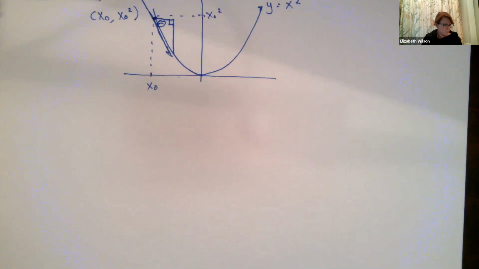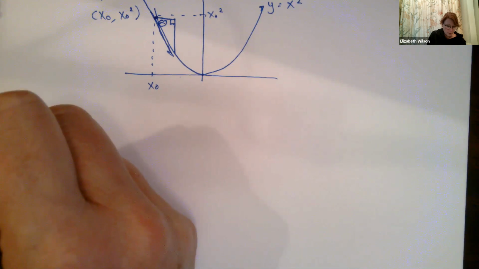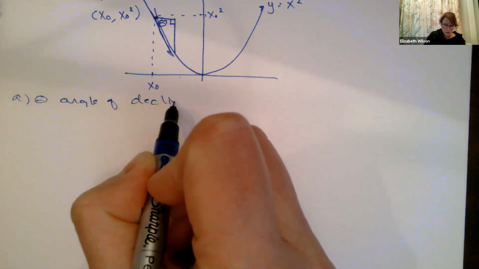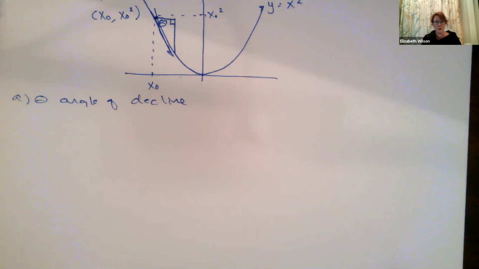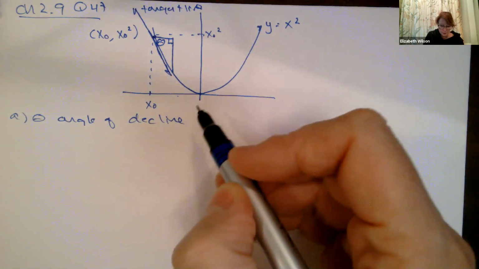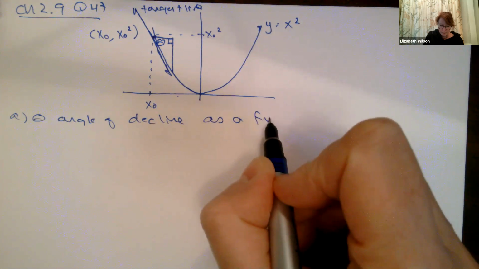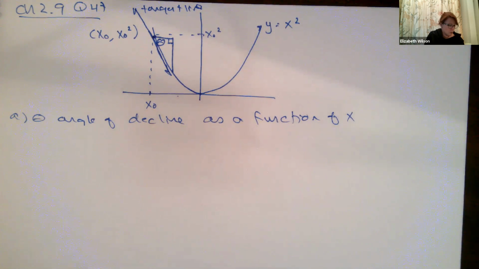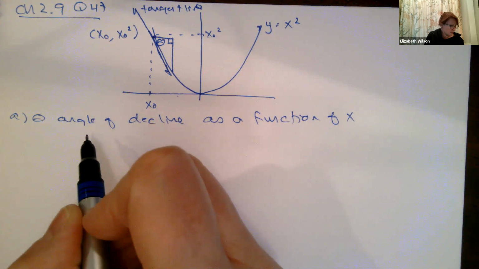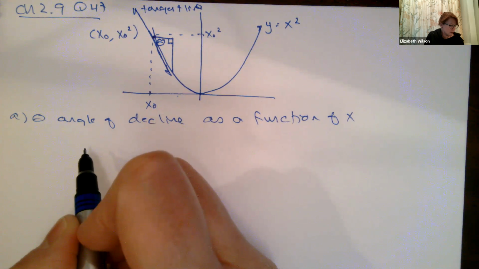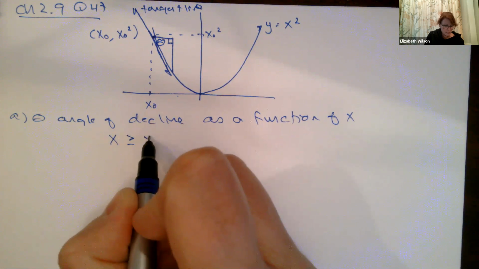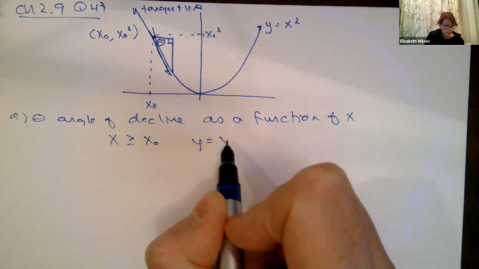Okay, so let's start thinking about what they're asking here. Part A says theta is the angle of inclination. That's where our tangent line basically hits our curve, right? And we want theta as a function of x. So I'm going to write a couple of things down here. I just have my notes here. X is greater than or equal to x naught. Y equals x naught squared.